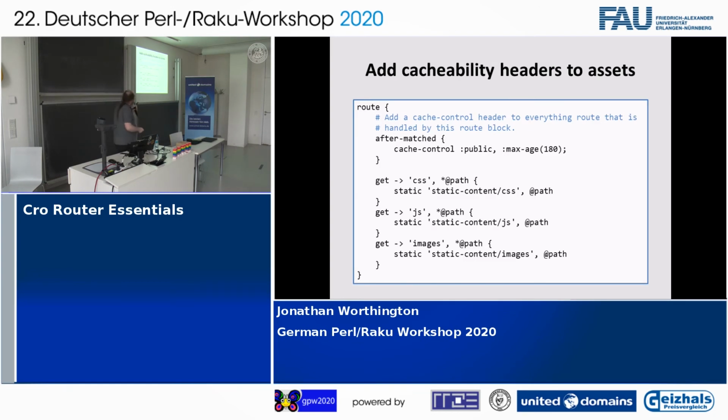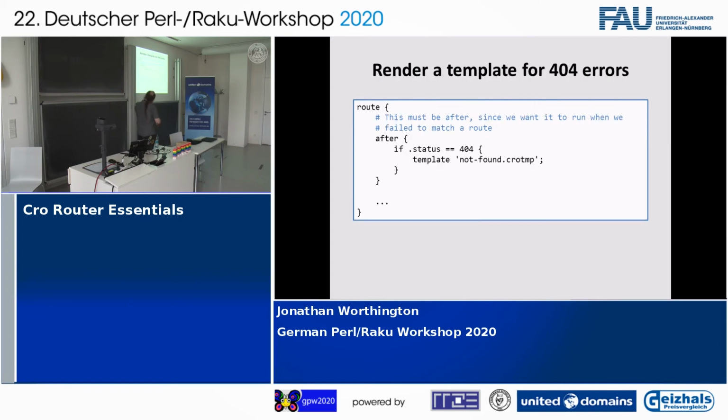So some examples. Here we are serving a load of images, JavaScript, CSS, and we want to have them cached. So we say, after we have matched one of these routes, please stick a cache control header on it. Here's another one. If we get a 404 produced from the router, please render this template, which is a nice not found page.